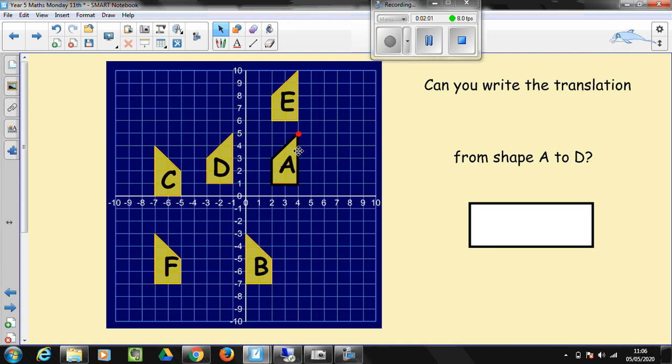So to get from A to D, 1, 2, 3, 4, 5, and the shape looks exactly the same. 5 units or 5 squares to the left.